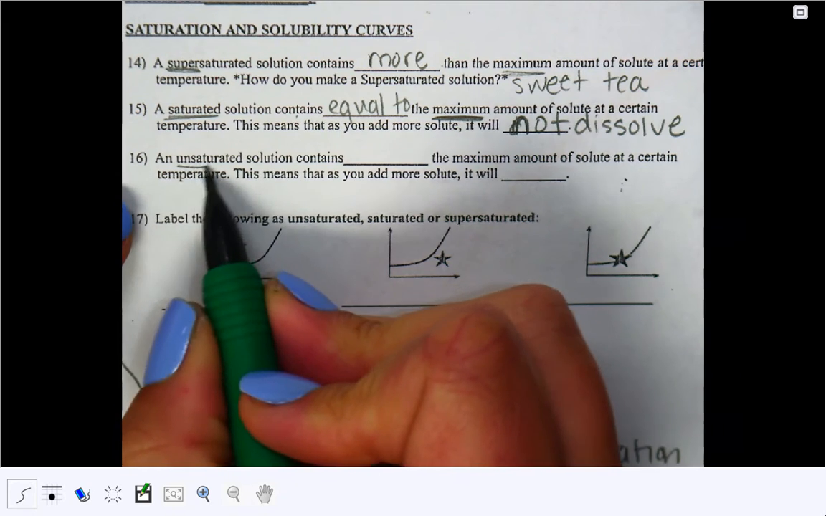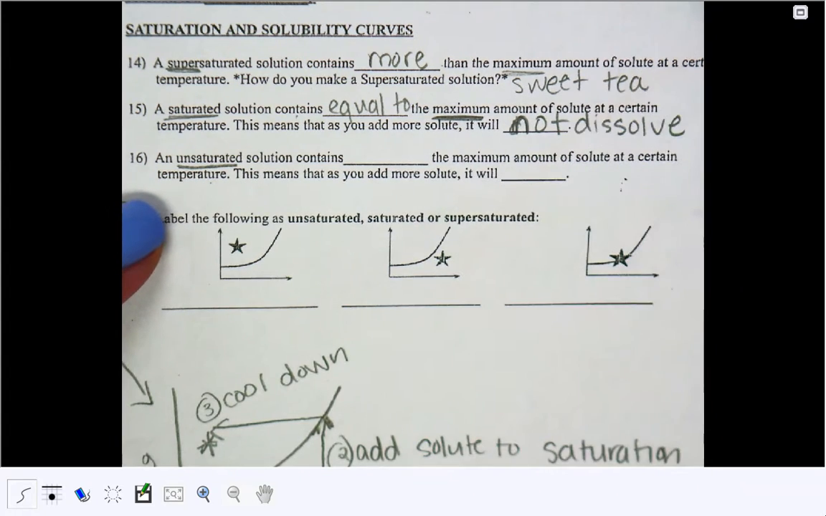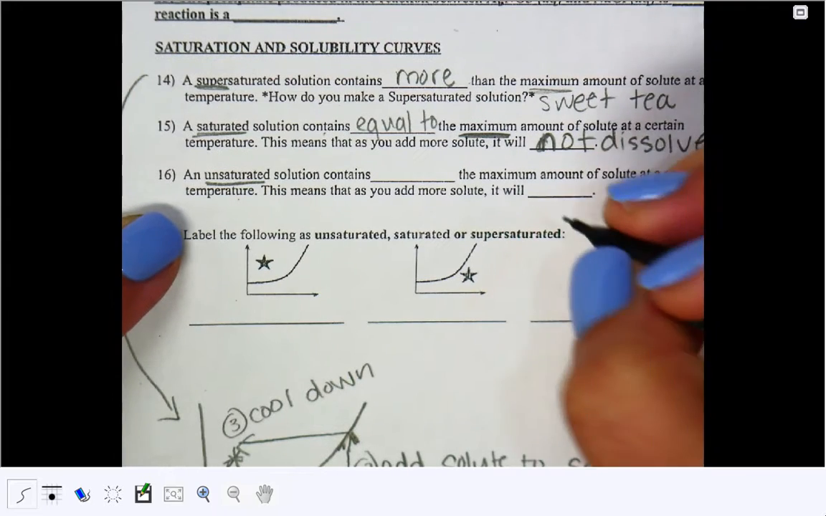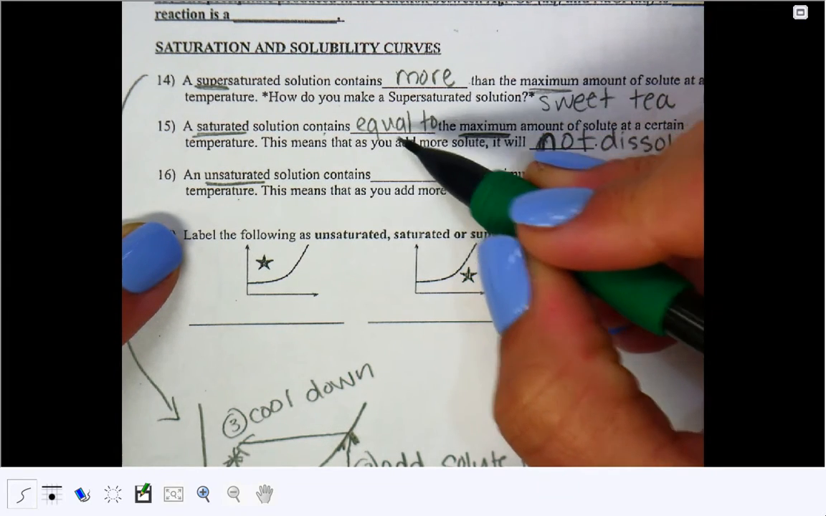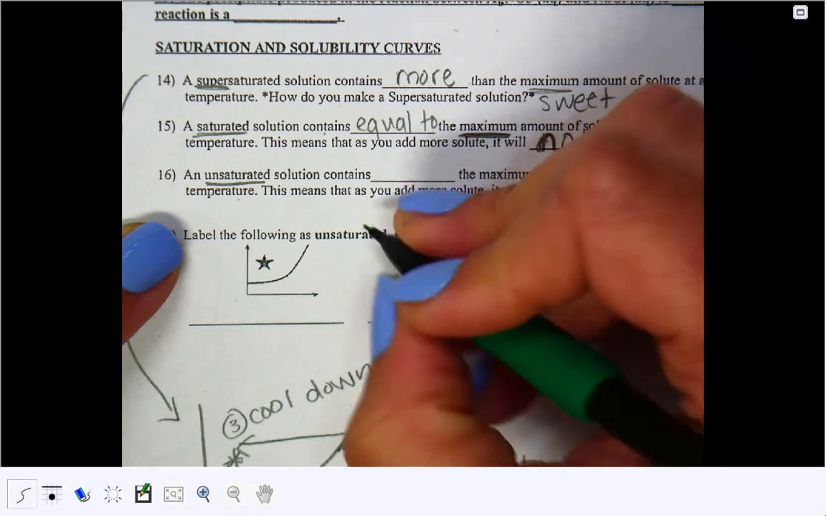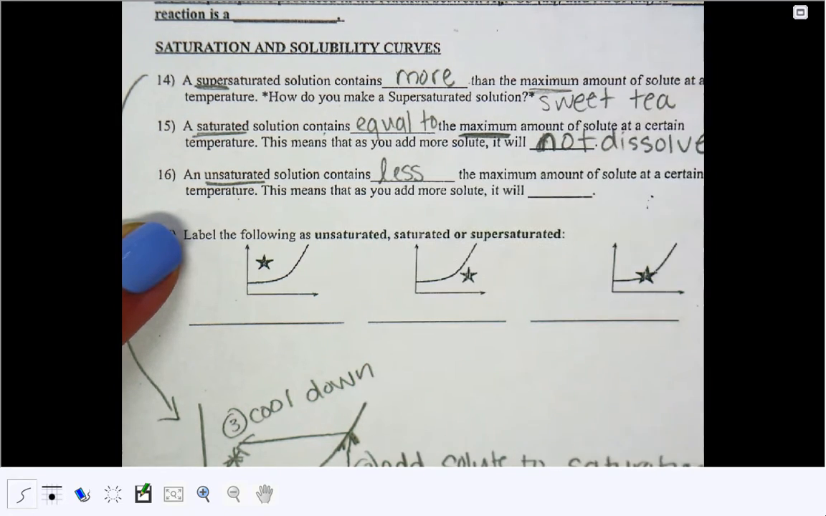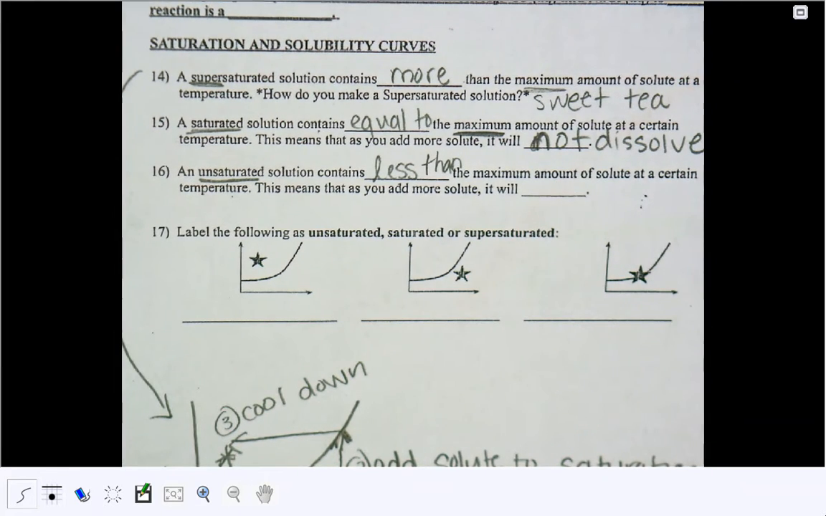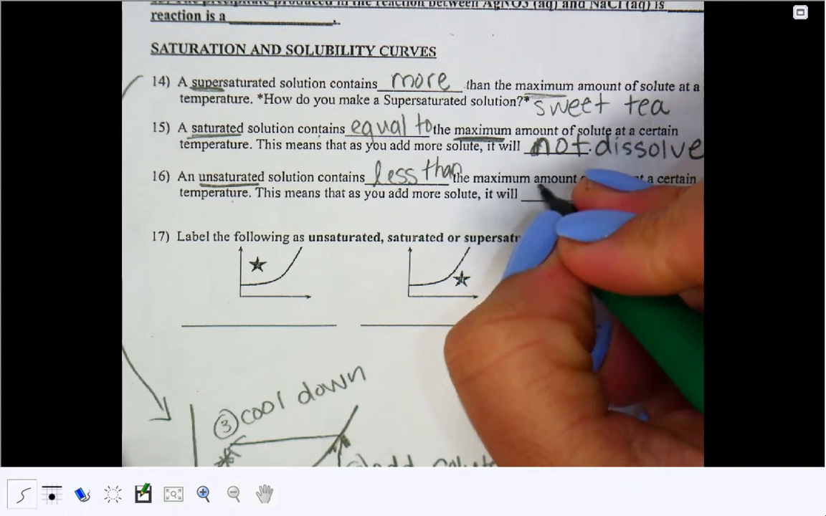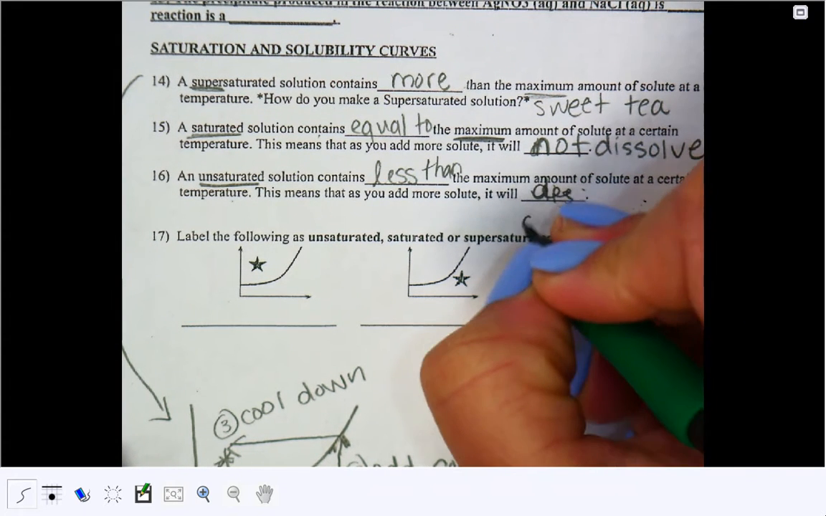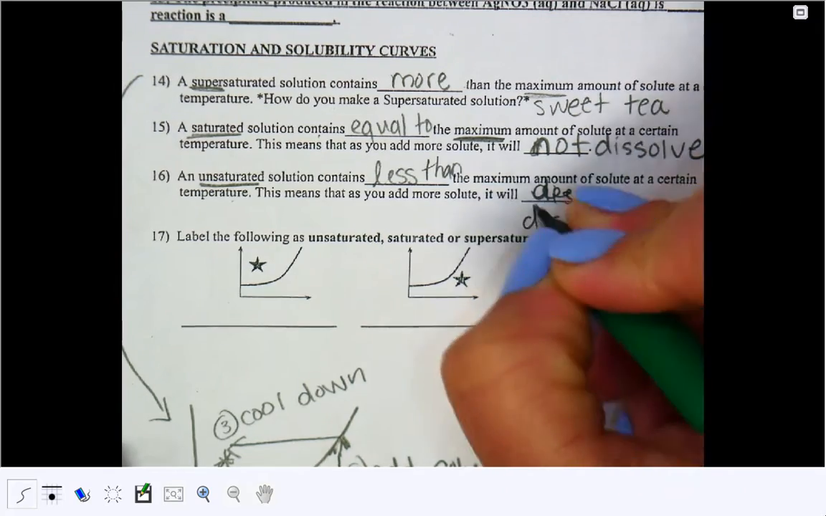And then finally, an unsaturated solution contains, what do we want to say for that one? We have more, equal to, less. Yep, less than the maximum amount. This means that as I add more solute to an unsaturated solution, it will continue to dissolve as long as you are doing the methods needed for it to dissolve, like stirring it. So it will dissolve. Oh, we can't see that. Sorry. It will dissolve.